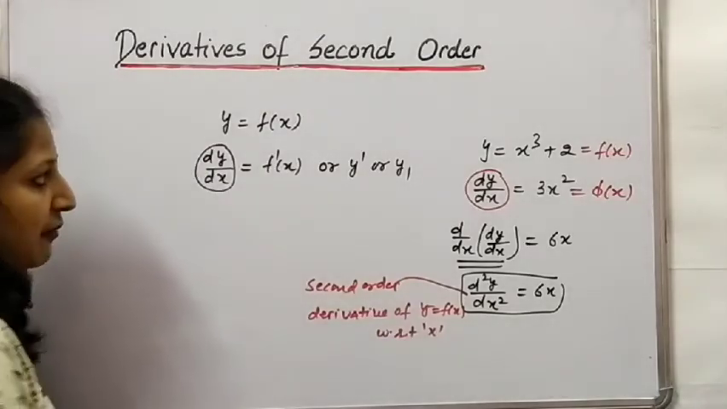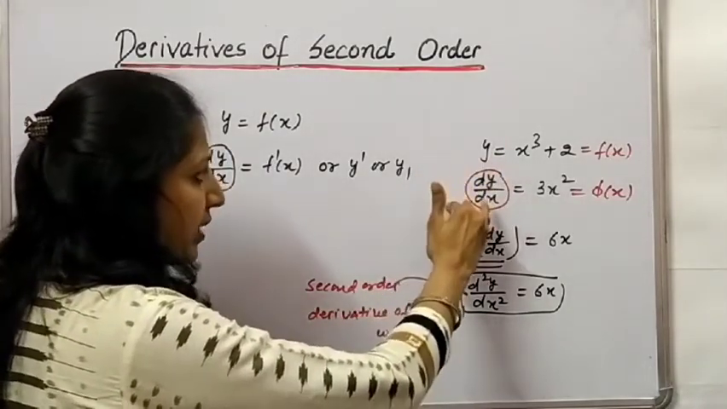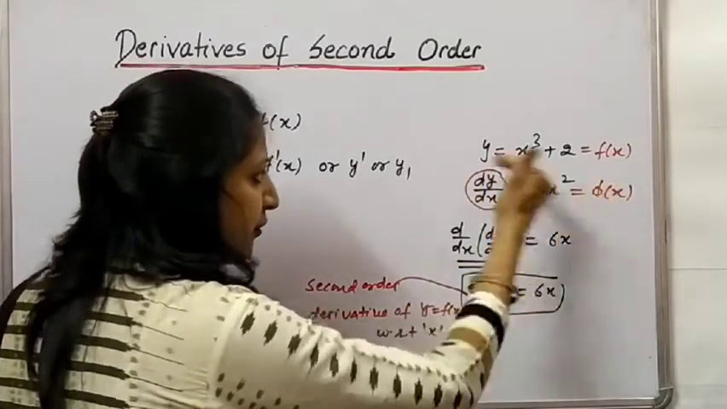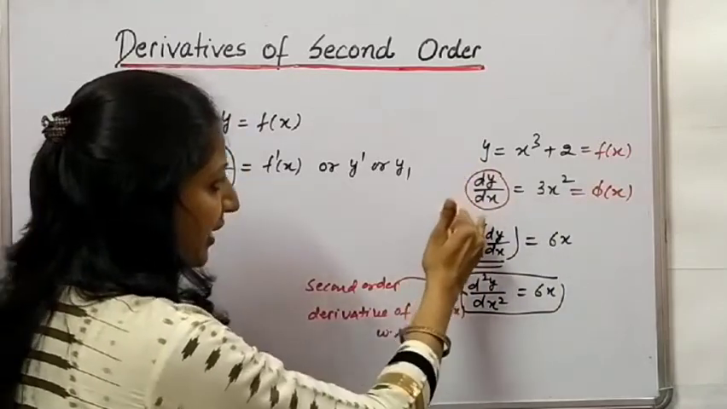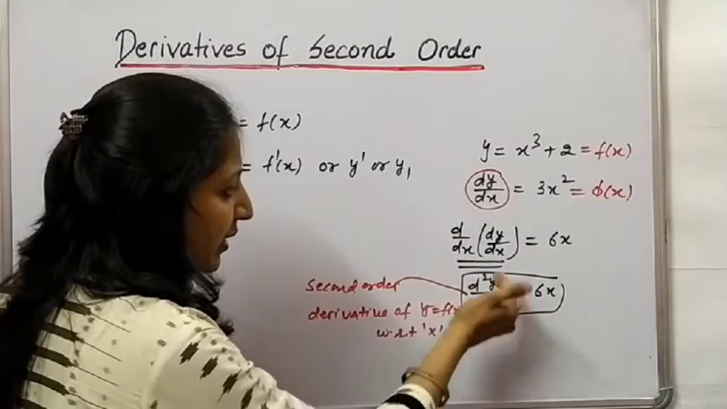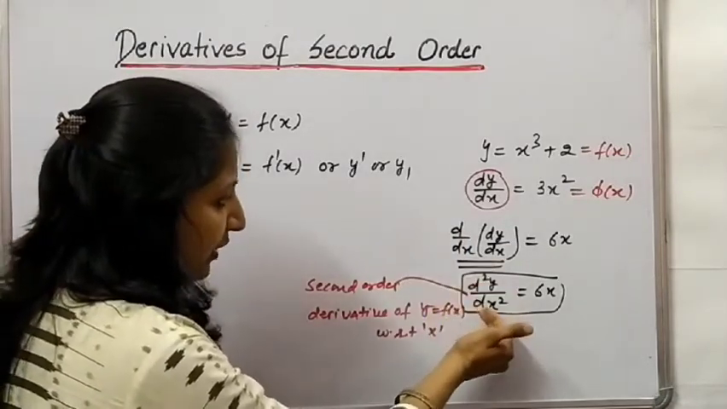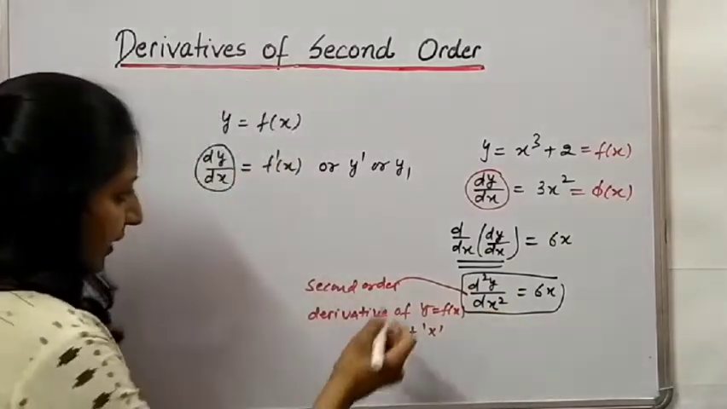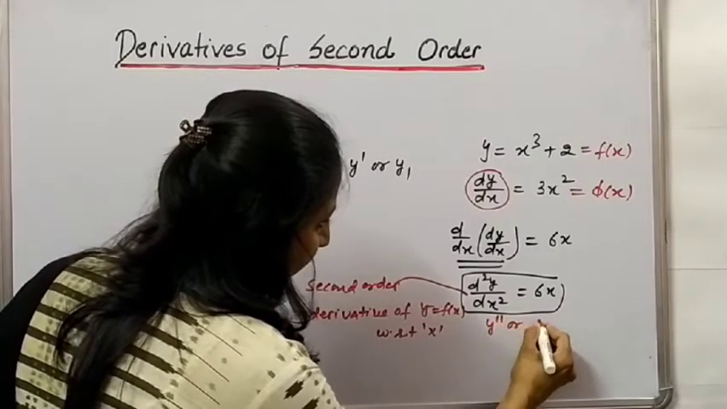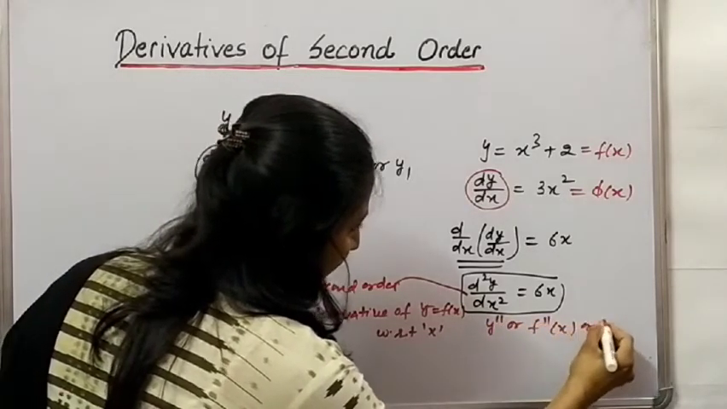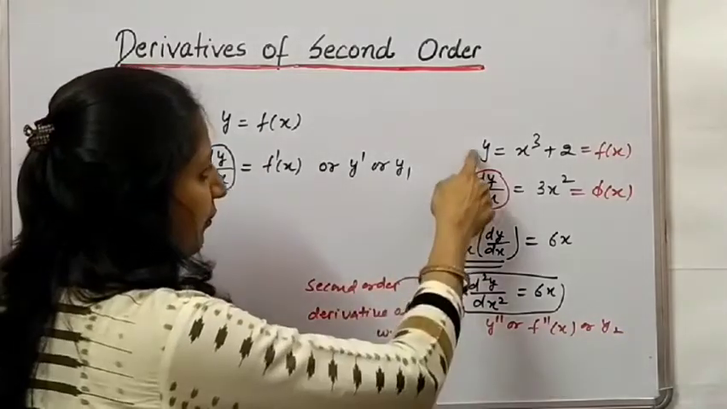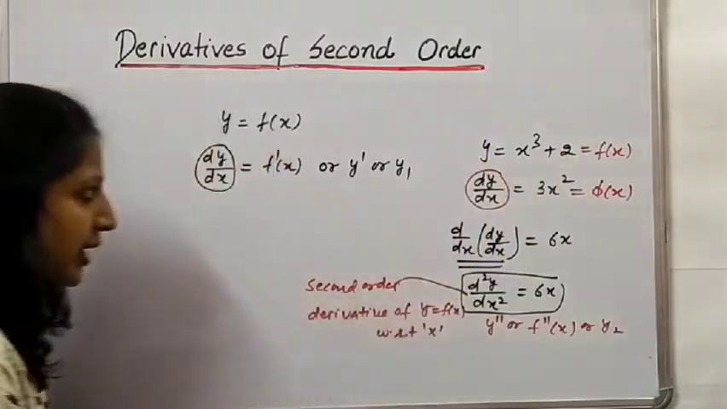So students, if we have a function y and we differentiate once, then this dy by dx is known as derivative of first order, and it is also a function of x, so we can differentiate it again with respect to x. So here I am differentiating both sides with respect to x, and this d2y upon dx square is the notation for writing second order derivative, and we can also write y double dash or f double dash x or y2. So also we can use these notations to present the second order derivative of a function y is equal to f x with respect to x, right students?